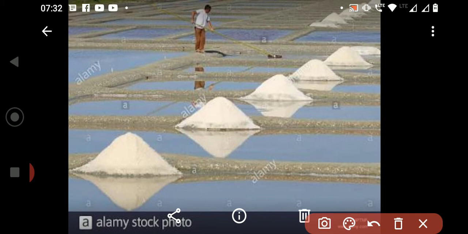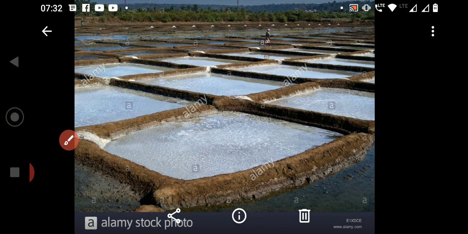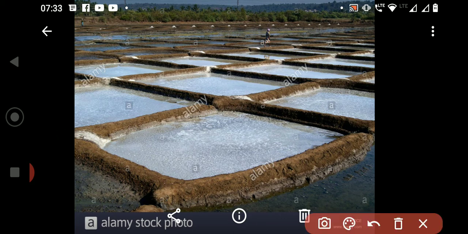He's pushing it towards the edges, because salt gets deposited as the water gets evaporated. In the next picture you will see how the water is being collected. Can you see the water? It's been collected here in the pit. This is a pit. They are boundaries made of mud. So these are the boundaries which are made of mud.